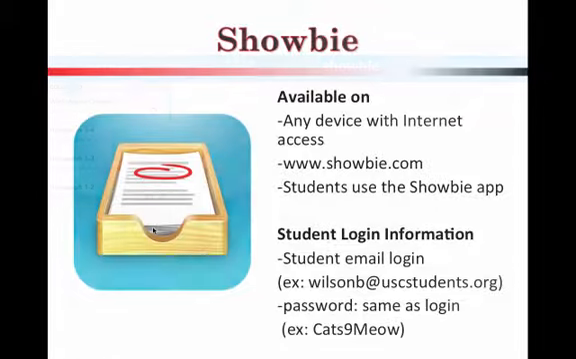Okay. Now, so that is Showbie. Again, you can access it on any device that has the internet. www.showbie.com or my.showbie.com. They both take you to the same place. Students are going to use the Showbie app on their iPad, and if you would like to access their work, you can go to the student email login, which is going to be last name first initial at uscstudents.org. You may also have a number in there. You'll have to check with your child to be sure. And then their password is going to be something that's one word, a number, then another word, like cat's 9 meow.